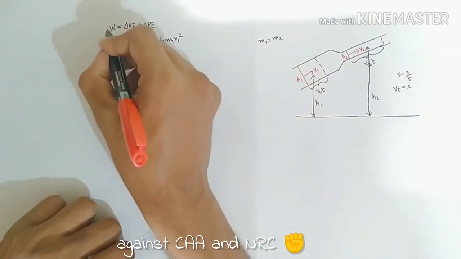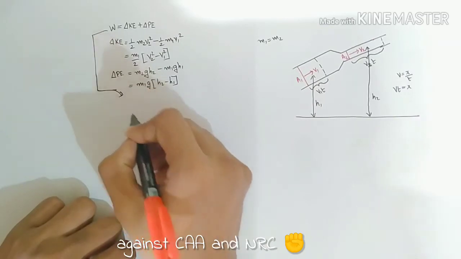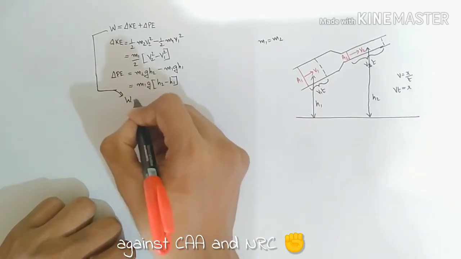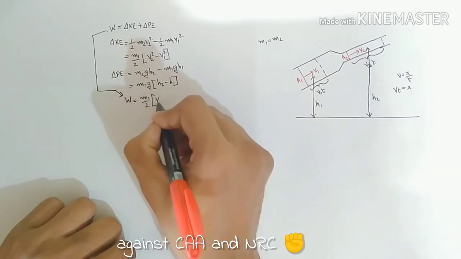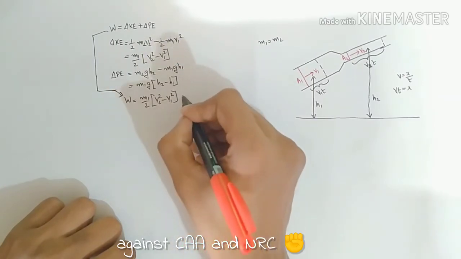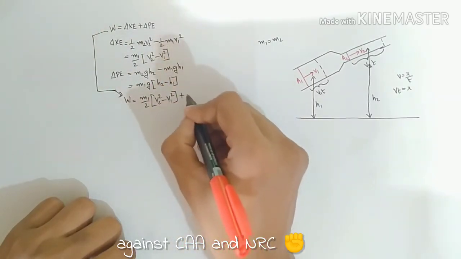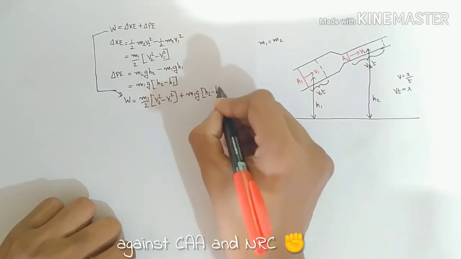Then instead of this work, I could substitute it like this: work is equal to m1 by 2 into v2 square minus v1 square plus m1g into h2 minus h1.